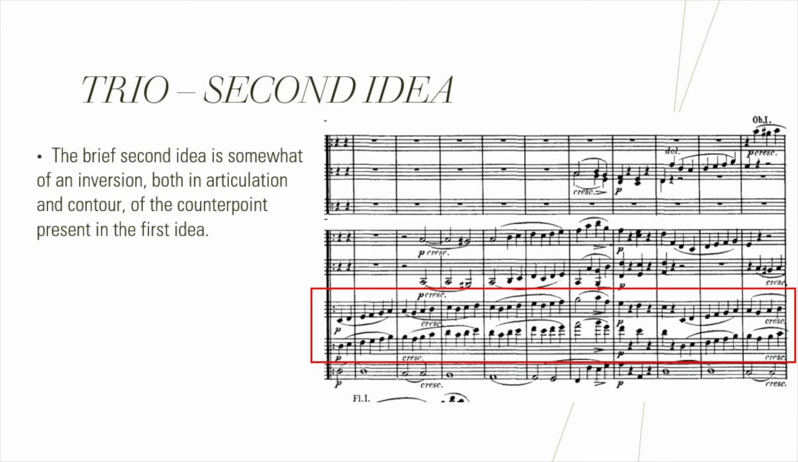The second idea of the trio is somewhat of an inversion of the counterpoint present in the first idea. The articulation and the contour are different. In the first idea, it's staccato. In the second idea, it's legato. In the first idea, it goes down, descends. In the second idea, it ascends.